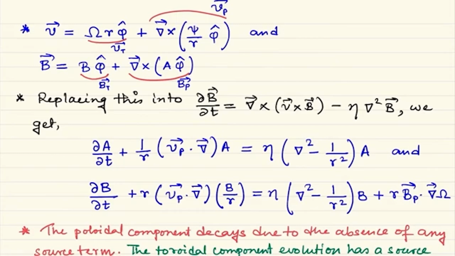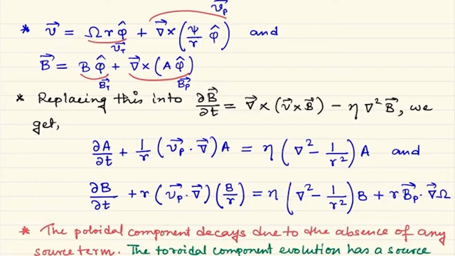And for B we can also write, since for B we can use the so-called vector potential of B, which is A. Then we can write B is equal to some B times phi cap, which is the toroidal component of B, and the poloidal component of B is given by curl of the vector potential magnitude times phi cap. So this thing we can write.